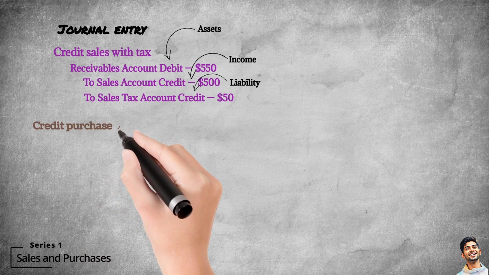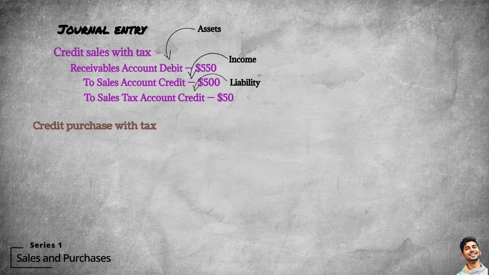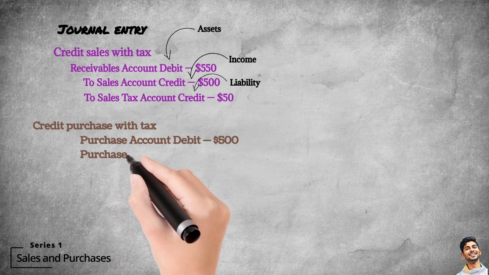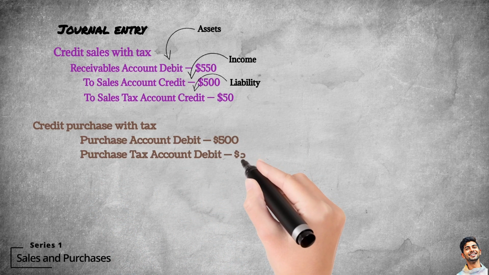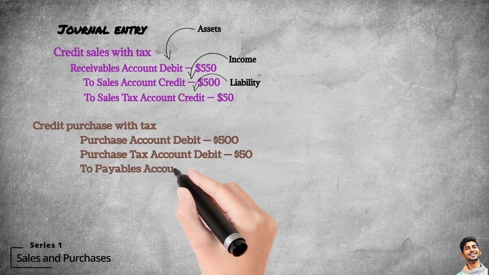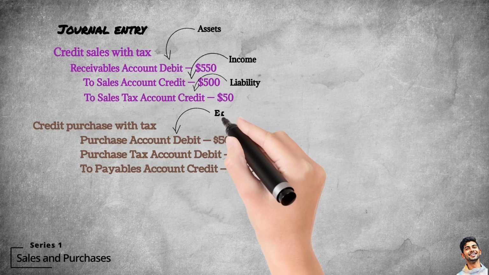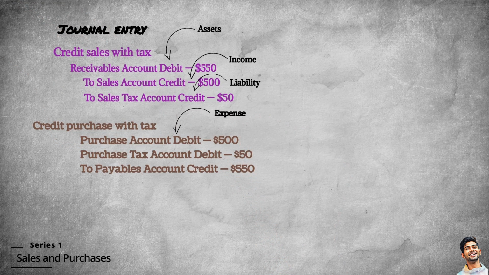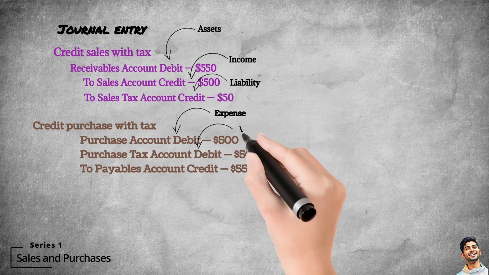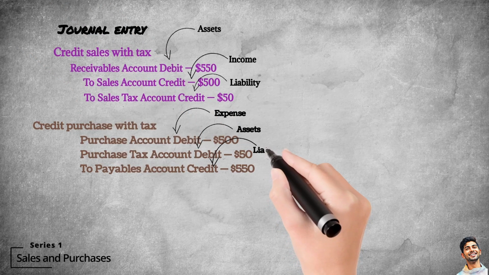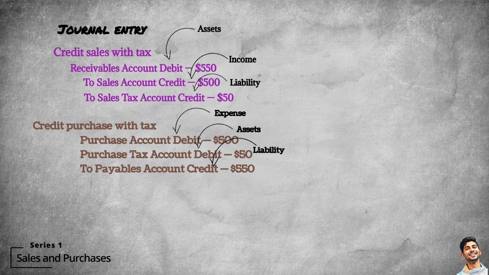Now for purchases. Purchases account debit $500, purchase tax account debit $50, to payables account credit $550. Here, purchase is expense, purchase tax is an asset, and payables are liabilities. Now let's see the same thing with the cash transaction.